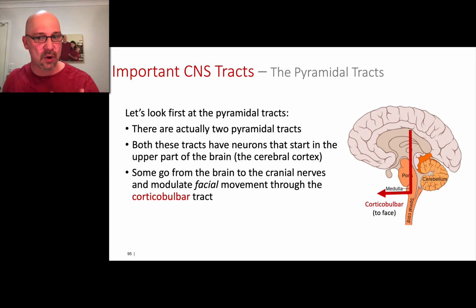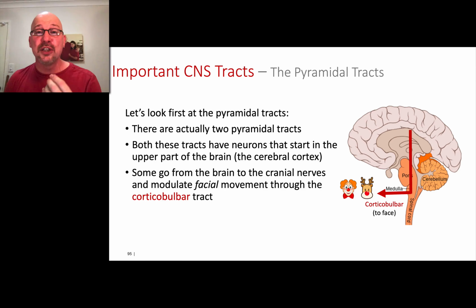So the word starts with cortical. But why bulbar? I don't know. But the way I remember it is if you remember Rudolph the Red-Nosed Reindeer, he had a bulb on the end of his nose. So do clowns. So the end of your nose is kind of a bulb. So when we go from the cortex down to our face, that's the cortical bulbar tract. And that's how I remember it.